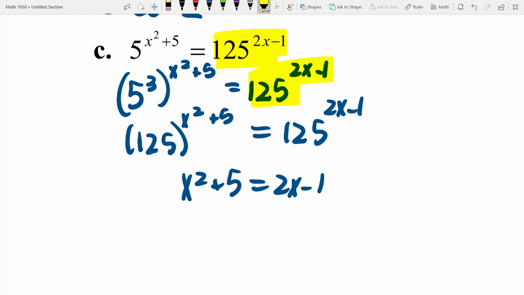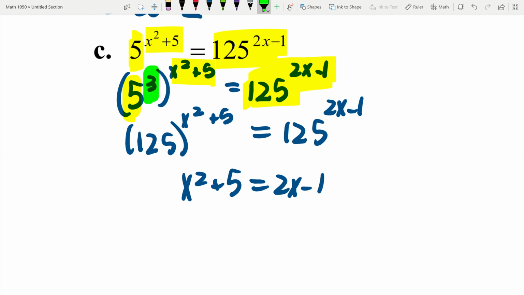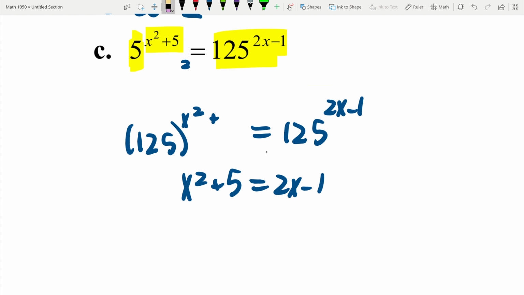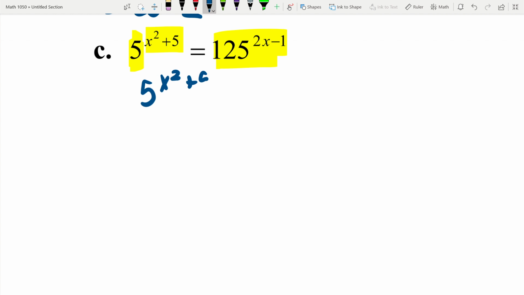125 to the 2x minus 1, they left that identical. The x squared plus 5, they left that identical. For some reason, they took that 5 and just randomly cubed it. Can you just randomly cube one side of an equal sign? No way. So that's not it. That is not what you do. Do you change the big guy or do you change the little guy? You try to change the big guy. It's way easier if you can change the big guy. Okay? So see the 5? He's not changing. So everybody leave that be. See the 125?